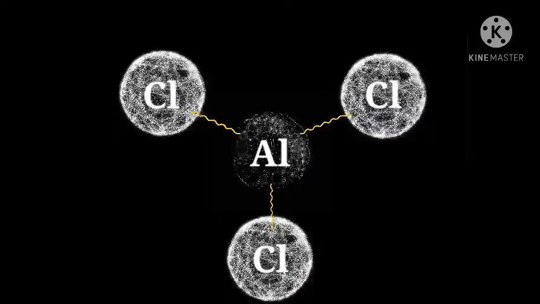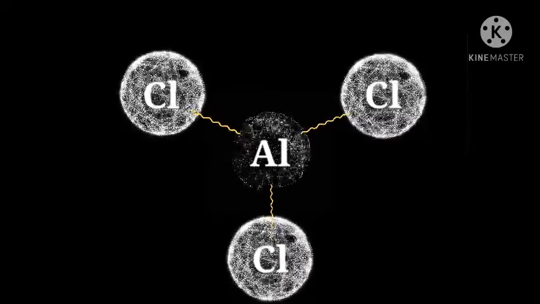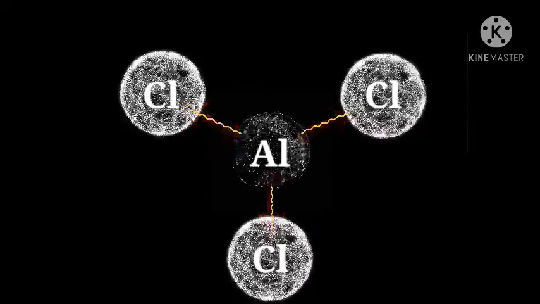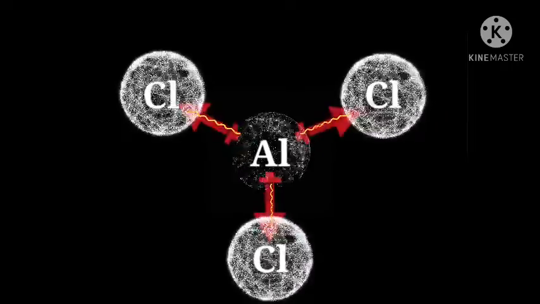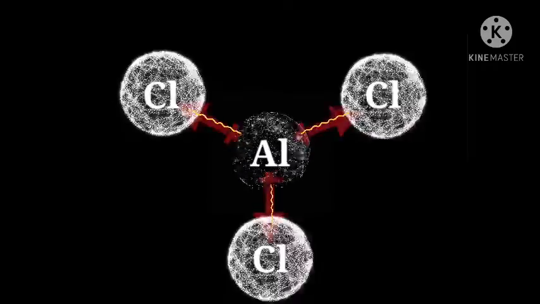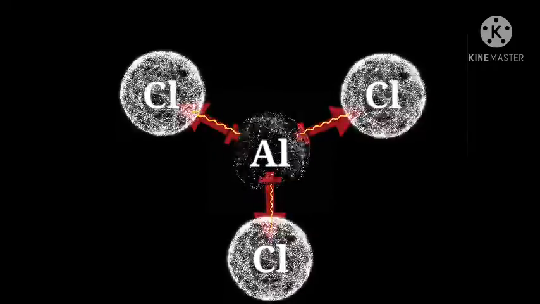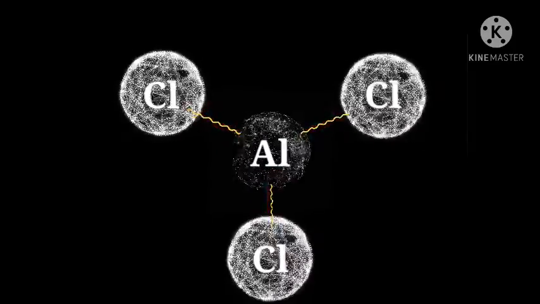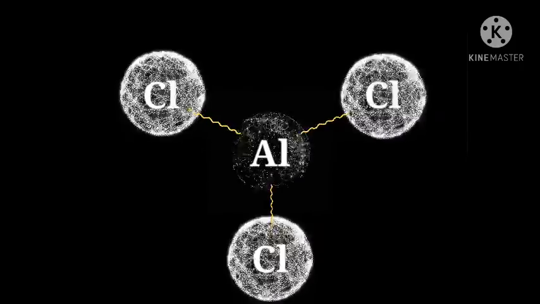AlCl3 has a trigonal planar shape and it is non-polar. The dipole moments of each of the Al-Cl bonds are directed at 120-degree angles to each other in a plane, and they are therefore cancelled out. Therefore, it is a non-polar molecule.